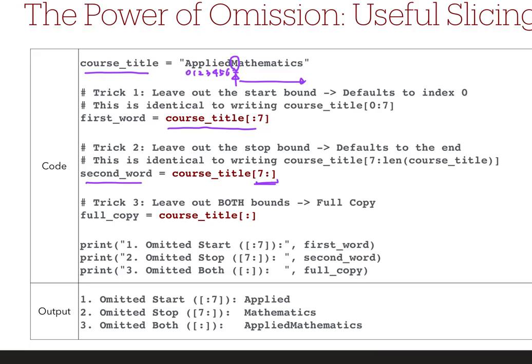So Mathematics will be given to the second variable. If I omit both start value and stop value, then that means I'm considering from the first letter to the end. So full copy will take Applied Mathematics. So these whole letters are given to the full copy variable. Questions?